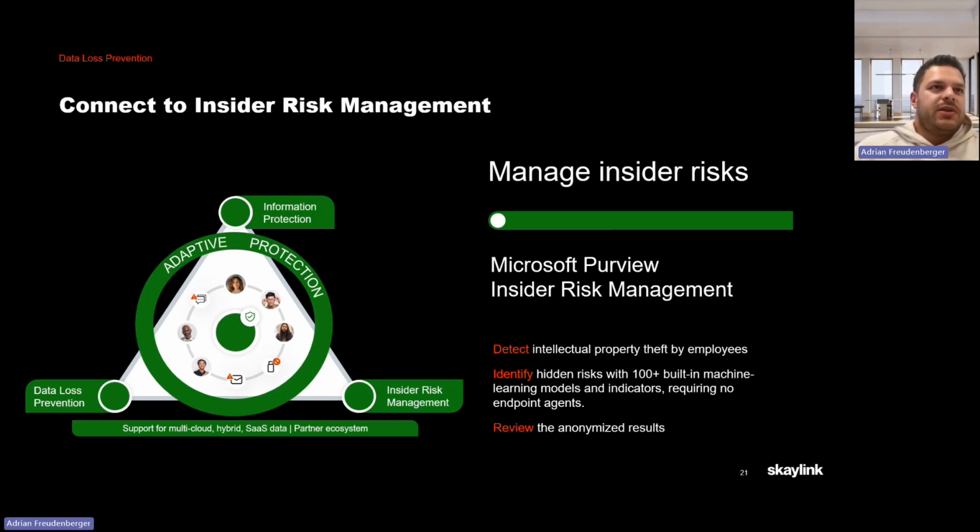So we see it here in this picture. I call it the pyramid of Purview. At the top, we have information protection, insider risk, and DLP. So it's all connected, and these 3 technologies should be evaluated together for a good journey.